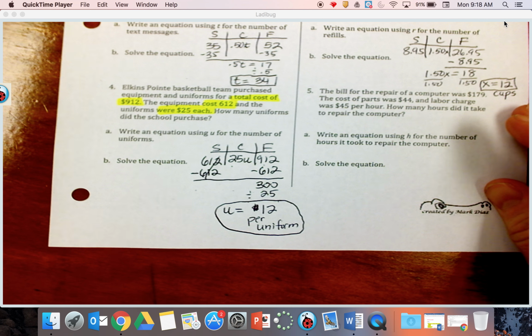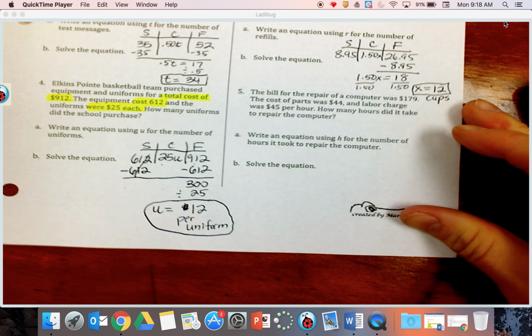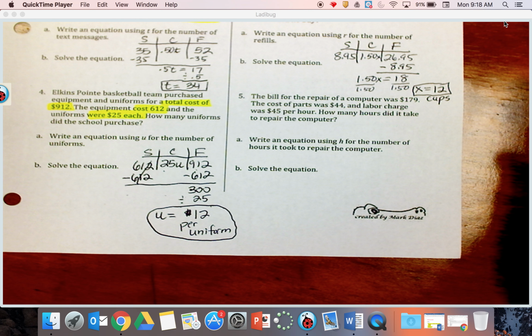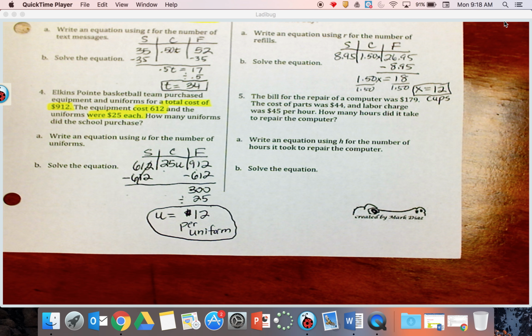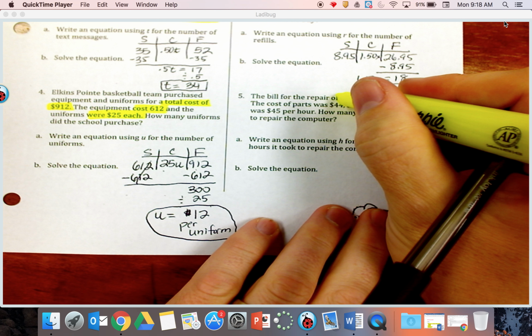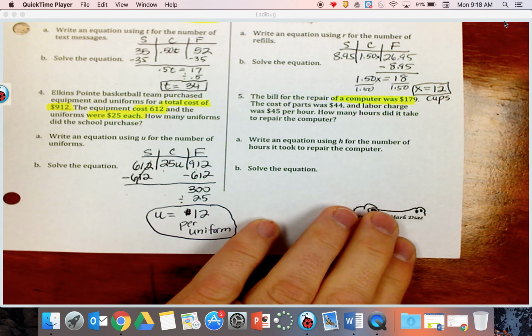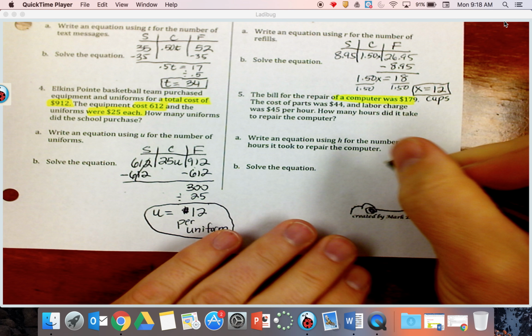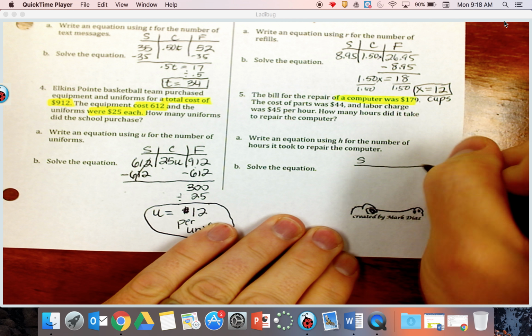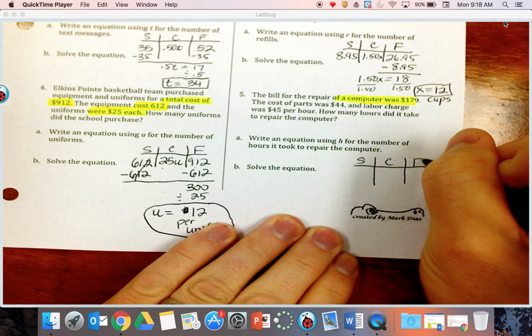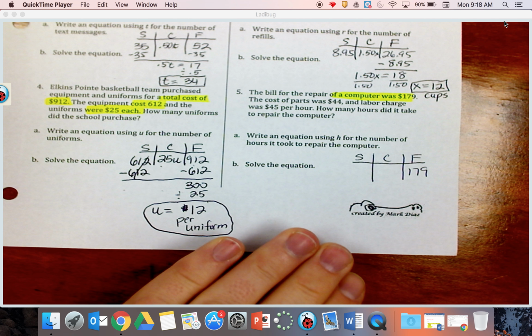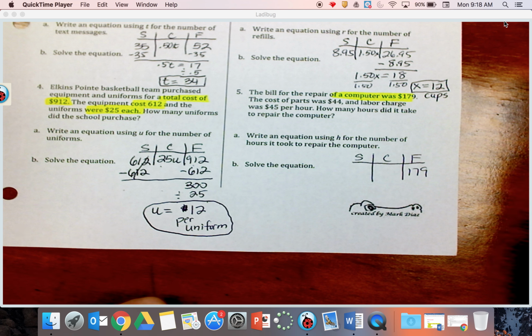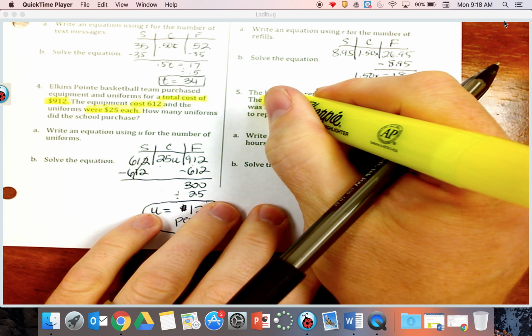All right. The last one I'm going to do with you here is number 5. Number 5 says the bill for the repair of a computer was $179. That must tell me that's a total, so that must be my finish, I'm sorry, it was $179. The cost of parts and labor was $44.